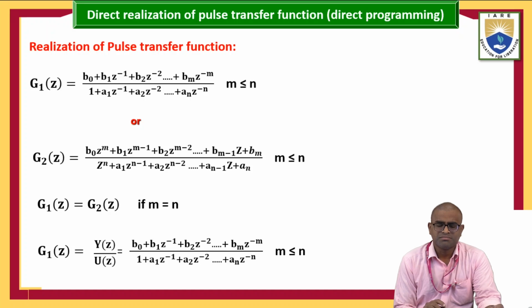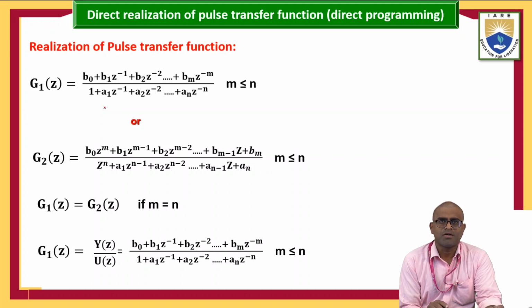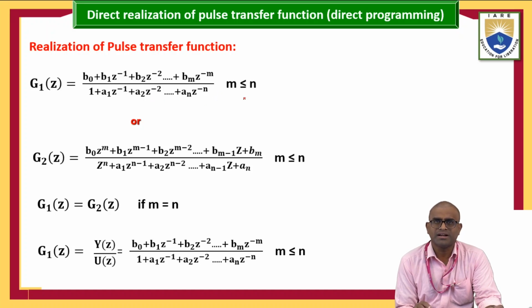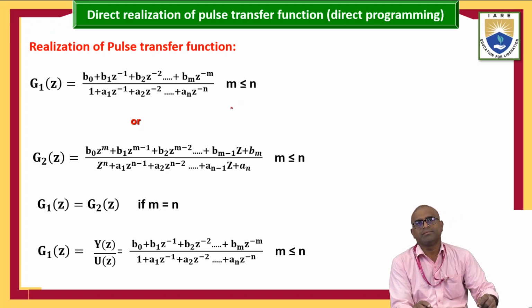In this section, the above block is called the forward path, B0 plus B1 Z minus 1 plus B2 Z minus 2, up to Bm Z minus m, divided by, I am taking here negative feedback, that's why we get positive 1 plus, and this is your feedback path. This is the forward path and feedback path multiplication factor. In this case, I am considering the condition m less than or equal to n.